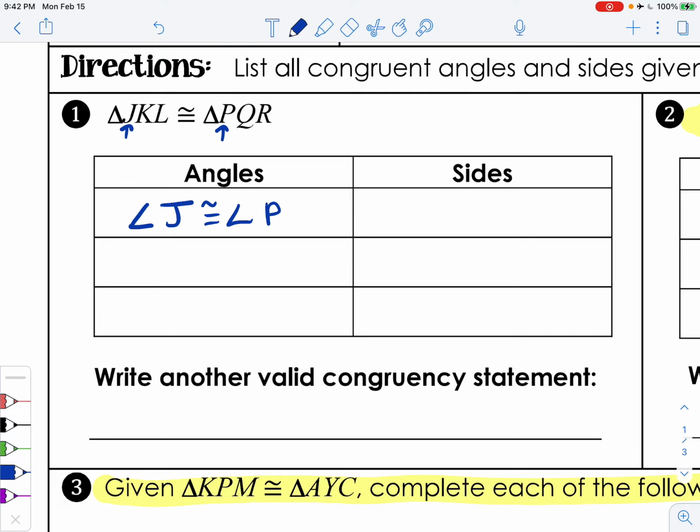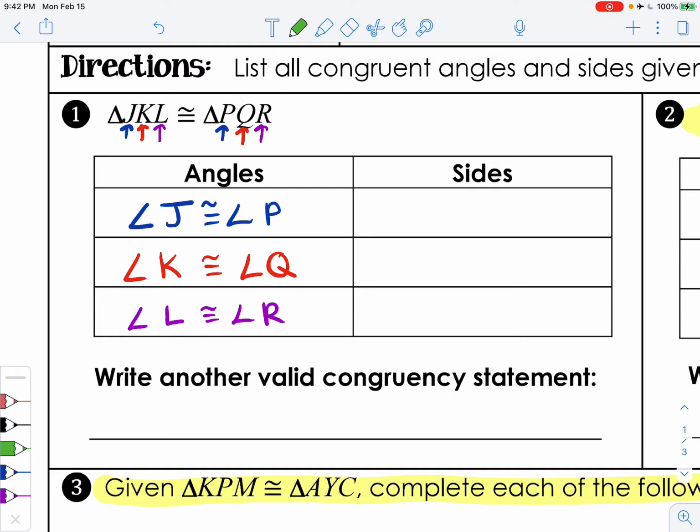And I can do that for all of them. So the second letter is K, and then the other second letter is Q. So I know that angle K is congruent to angle Q. And then the last letter is L. The last letter here is R. So angle L is congruent to angle R.